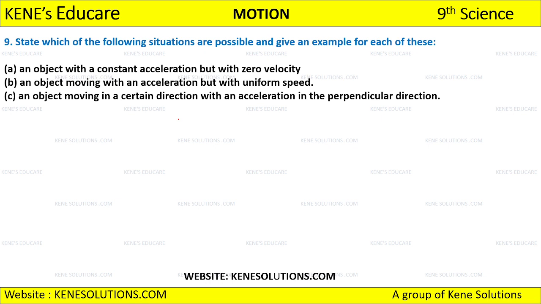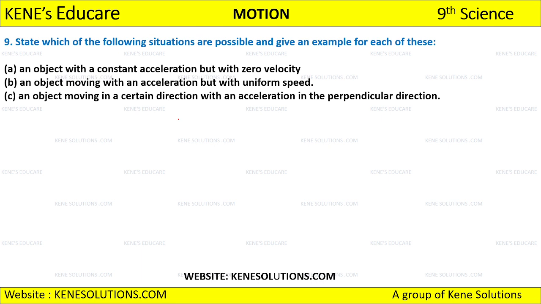Okay. Then second one, an object moving with an acceleration but with uniform speed. So yes, again it is possible because we know that acceleration implies an increase or decrease in speed, right? And uniform speed implies that speed does not change over time. So circular motion is an example of an object moving with acceleration but with a uniform speed. So an object moving in circular path with uniform speed is still under acceleration because the velocity changes due to continuous change in the direction of the motion.